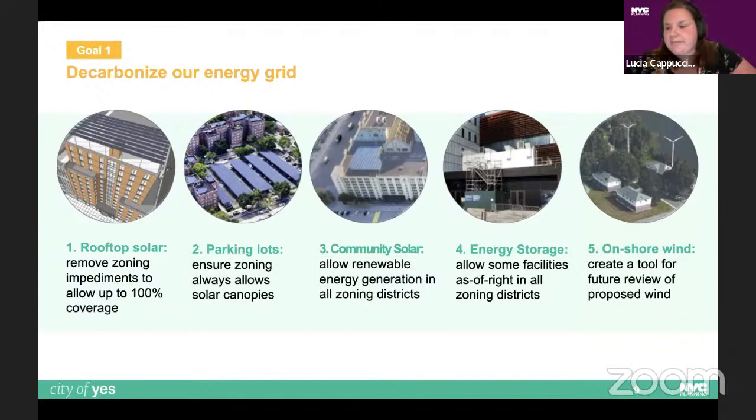Finally, onshore wind faces strict limits in today's zoning without a so-called relief valve for sites where greater heights may be appropriate. The zoning proposal would create a new tool that can be used by future applicants to submit onshore wind facilities for a public review process with the City Planning Commission. Just to be clear, this proposal doesn't change the current height restrictions on wind turbines. It would just allow a process where people would go before the commission and state their case for an application.